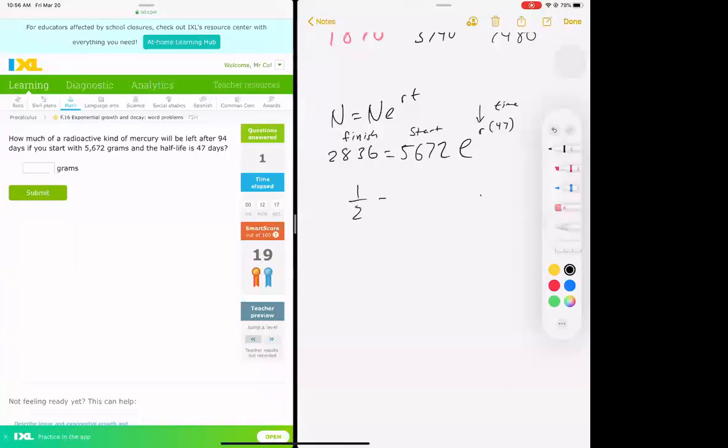This becomes 1/2 is equal to e to the R 47. We take the natural log of both sides. And then we divide this by that. And on your calculator, if you try it, it'll be natural log of 0.5 divided by 47, which I'm getting a rate of negative 0.014747812.